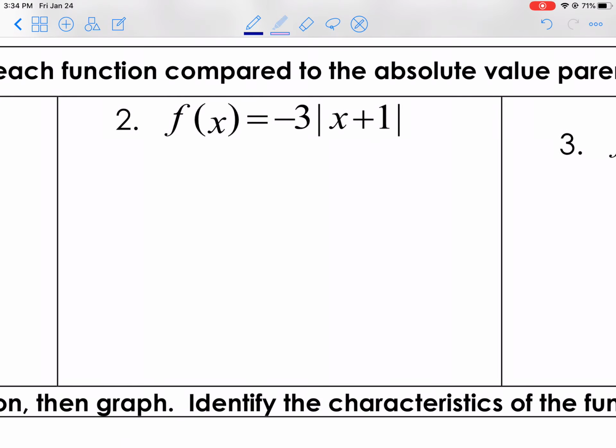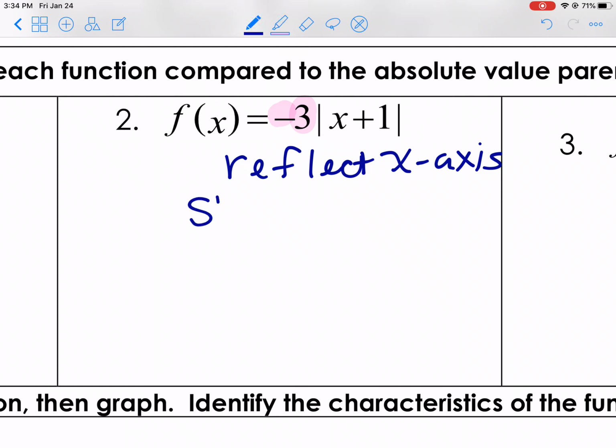All right, there are 3 things we need to talk about here. This pink thing is telling us to reflect across the x-axis anytime there's a negative outside of the function. The 3 is telling us to stretch by a factor of 3. And then inside of the absolute value function, when we have a plus 1, that's telling us to go left 1.